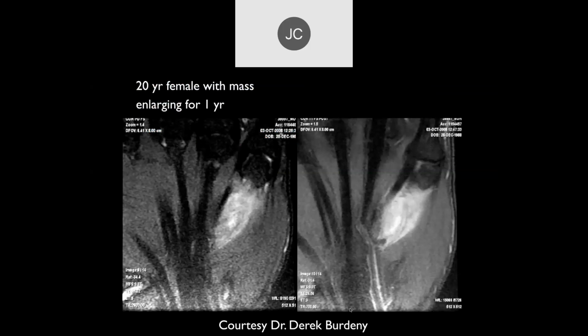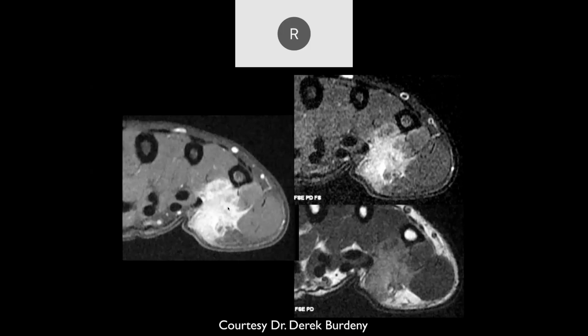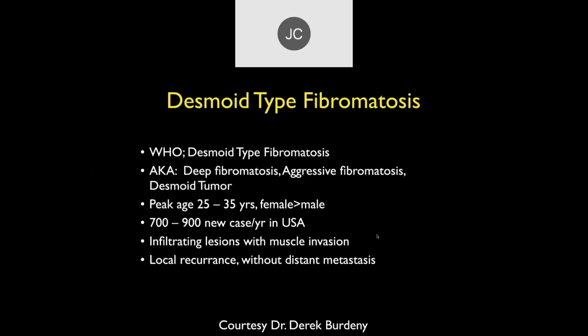All right, so we have a 20-year-old female with a mass enlarging for 1 year. Let's see. I think we're looking at the thenar compartment. Yeah, there's a bright mass there. The margins aren't very well defined. Here it looks kind of aggressive and almost spiculated, infiltrative. So what do you think this might be? I'm not entirely sure. And there again, you can see these kind of spicules of what looks like tumor growing out into the tissues.